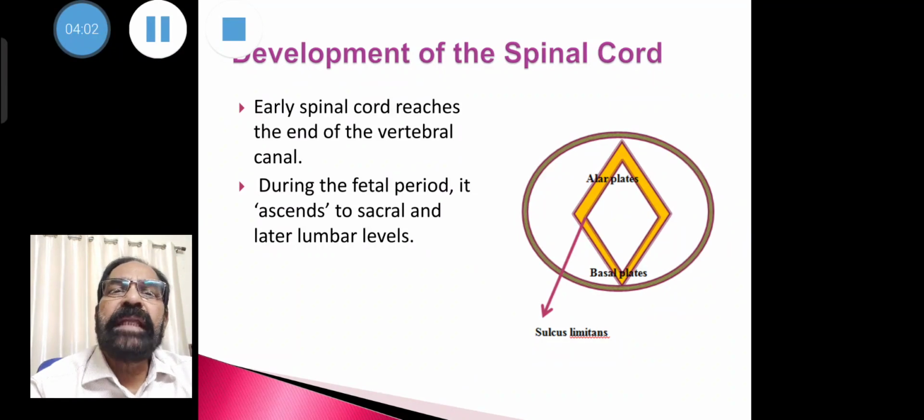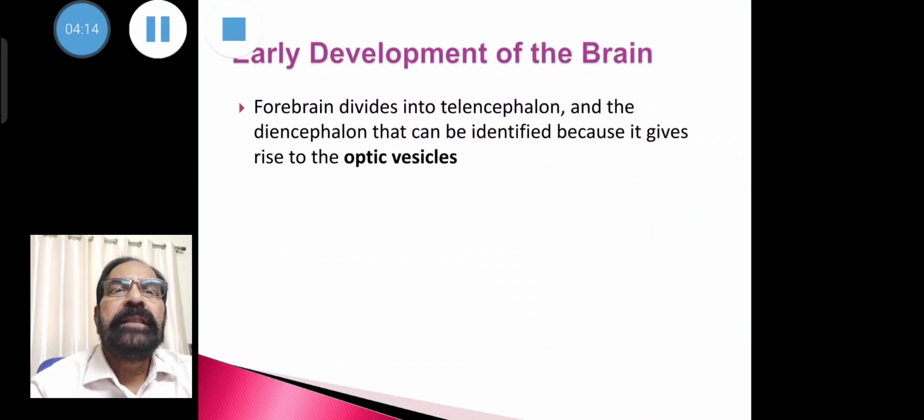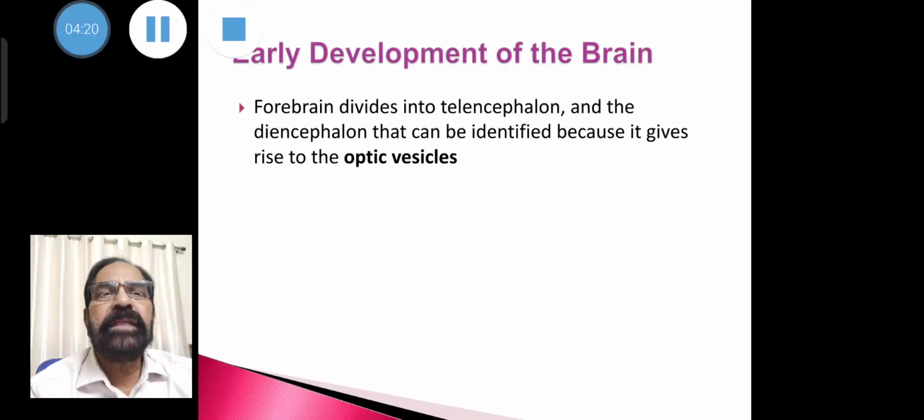Early spinal cord reaches the end of the vertebral column. During fetal period, it ascends to sacral and later lumbar levels. Then early development of the brain. Forebrain divides into telencephalon and diencephalon that can be identified because it gives rise to optic vesicles.